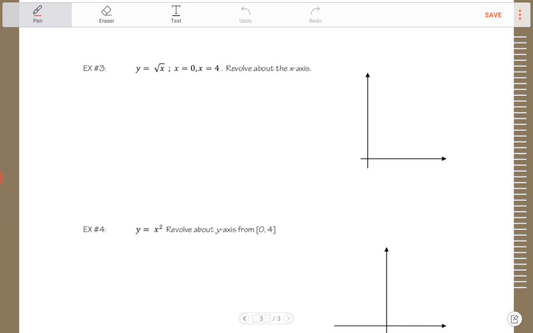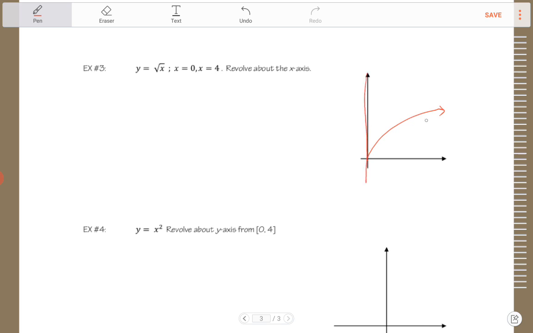Alright, here's our next example. We have y equals the square root of x. Think about what that looks like. That's a square root function. No transformations, so just square root of x like that. And we want to bound it by x equals 0. So our bound is x equals 0.